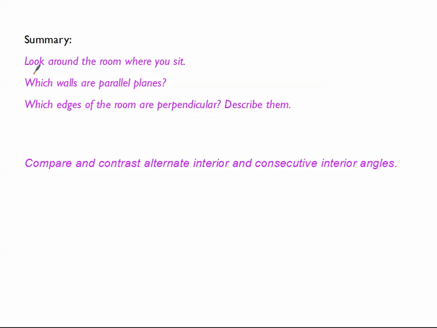Finally, give yourself an opportunity to summarize and reflect. Look around the room where you sit. Which walls are parallel planes? Describe them. Which edges of the room are perpendicular to each other? Describe them. Finally, compare and contrast alternate interior angles and consecutive interior angles. See you in class.